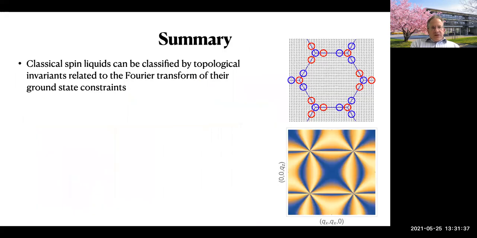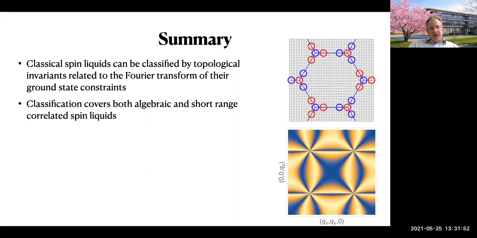Okay, so let me skip this and summarize. Classical spin liquids can be classified by topological invariants related to the Fourier transform of their ground state constraints. So we've given some examples of this for the honeycomb and for the cubic lattice. The classification turns out to cover both algebraic and short range correlated spin liquids.